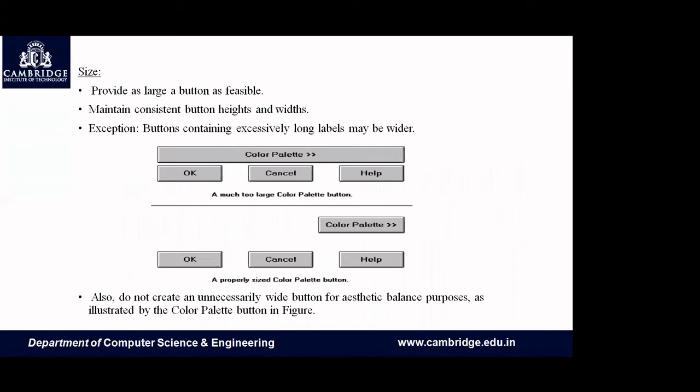Then size. Provide buttons as large as is feasible, and maintain consistent button heights and widths. So the height should be properly specified, and the spacing should be properly done. Without proper spacing, it is very difficult for the user to understand what kind of button it is, and buttons should not be mixed together. There should be some space between them, right? Buttons containing exceptionally long labels may be wider. So depending on the labels, the button may be wider.